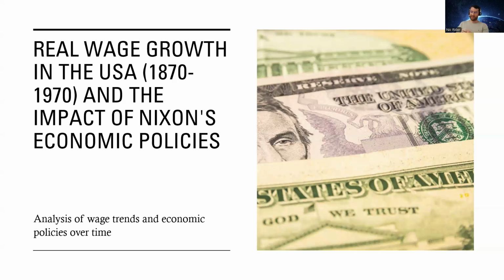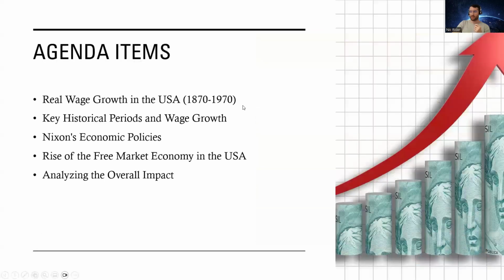Basically, this is an analysis of wage trends and economic policies over time, to have a look at what historically happened throughout the US economy and how that can affect other economies in the world that potentially follow the US economy to some degree. So we're going to move over to the next slide. We're going to start off with real wage growth in the USA.